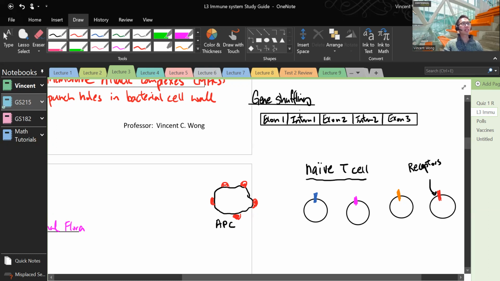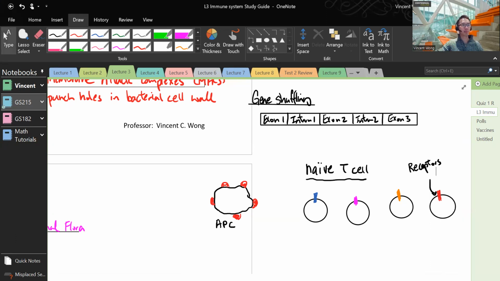So just to keep it very simple, let's say I have 3 exons. Okay, so how many different receptors can I potentially produce? Anybody want to take a guess? I have 3 exons in a gene. How many different types of receptors can we produce? Just throw out some numbers if you have any. Do you guys understand my question?